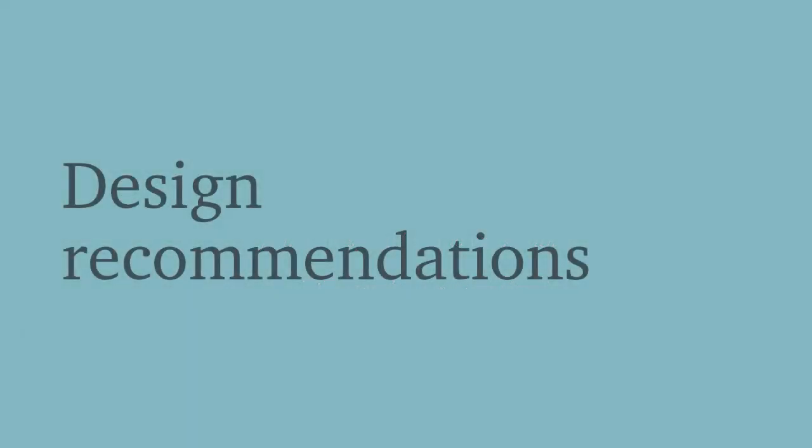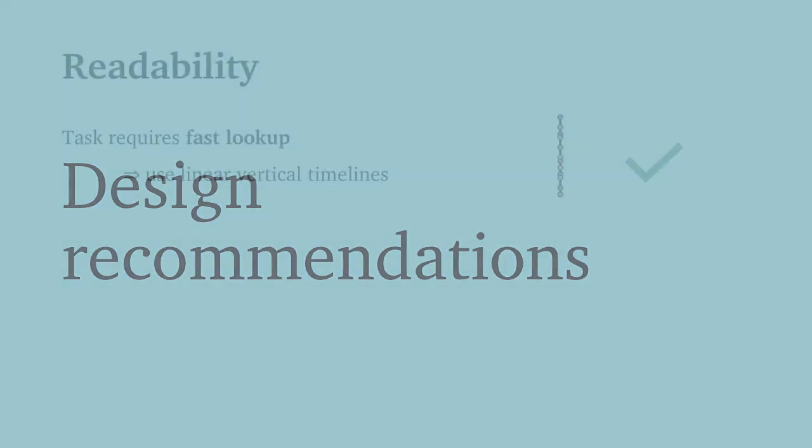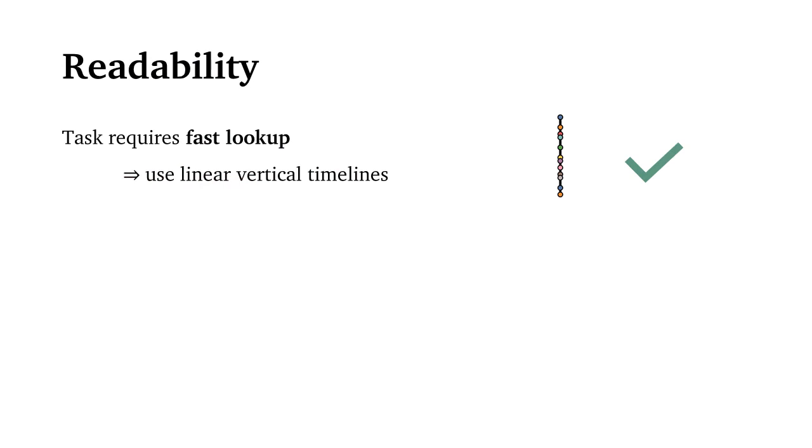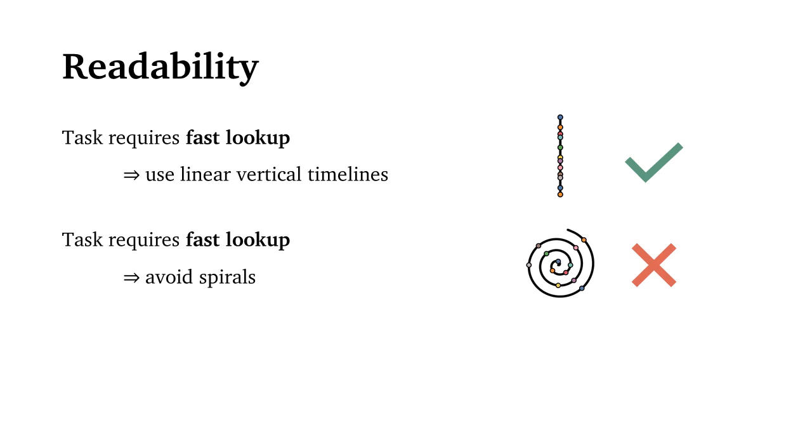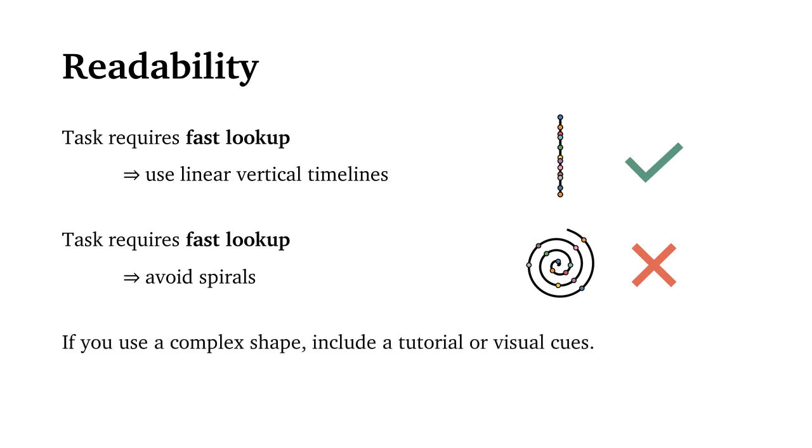Considering the findings of our experiment, we formulated some design recommendations for timelines using one of the dataset types we considered. Here is a list of recommendations regarding timeline readability. Use linear vertical timelines for situations which require fast data lookup. Avoid spiral timelines when the task requires fast lookup. If you use a more creative, expressive shape, such as a spiral timeline, also include a tutorial or visual cues to assist the user in learning and understanding.